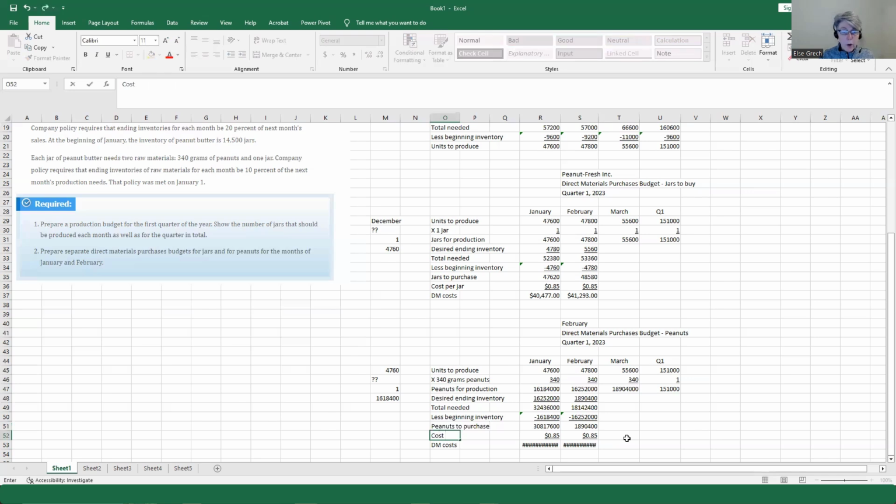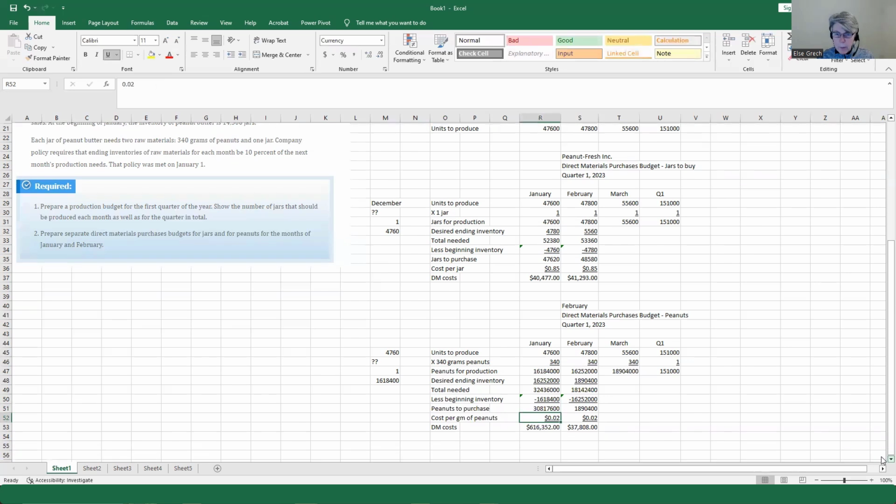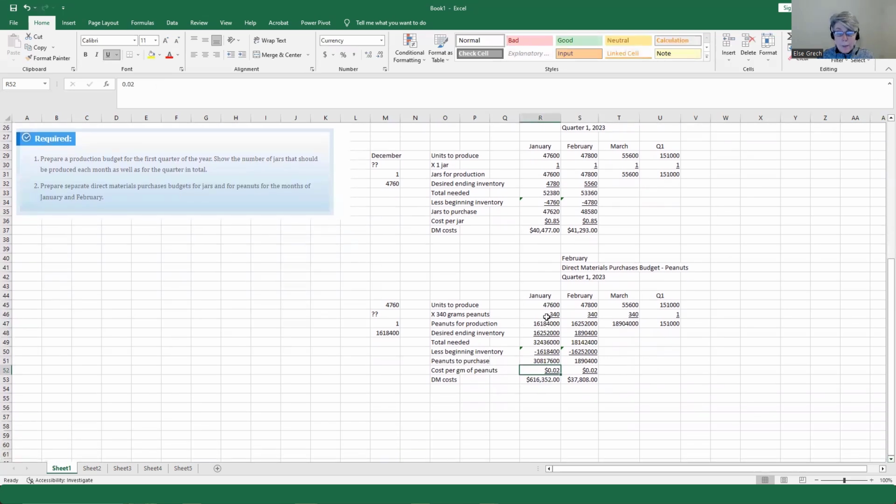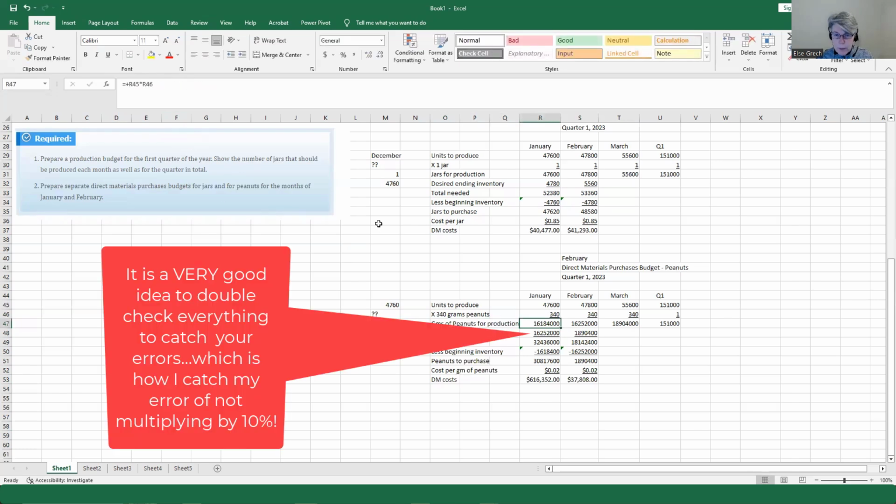Now, if I had the cost per gram of peanuts, and let's say the cost per gram of peanuts is 0.02. I just want to double check that everything worked out okay. So what I'm showing is that I'm doing the same thing every single time. I just changed some of the titles. In this case, grams of peanuts. Let's put grams of peanuts for production. And I just want to double check that all of this is working. That's correct.